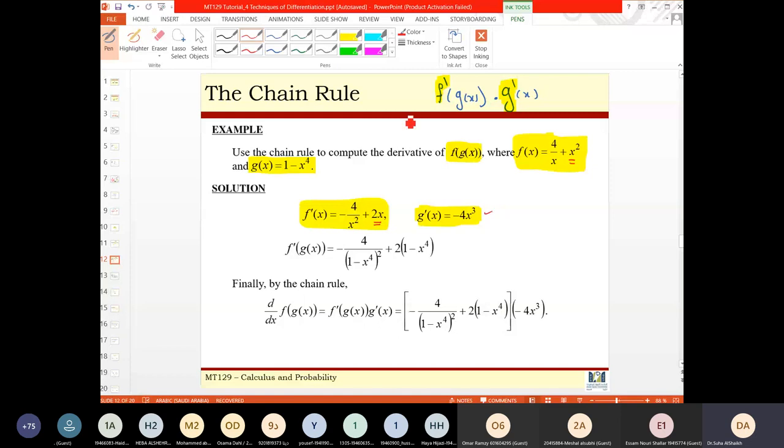I need to put the G inside the F dash, composition. I put a function inside the function. We talk about this in the first chapter. So this G, where do I put it? Inside the F dash. I remove the X and put in its place G, which is 1 minus X4. It will be minus 4 over (1 minus X4) square plus 2 (1 minus X4). Is this clear?